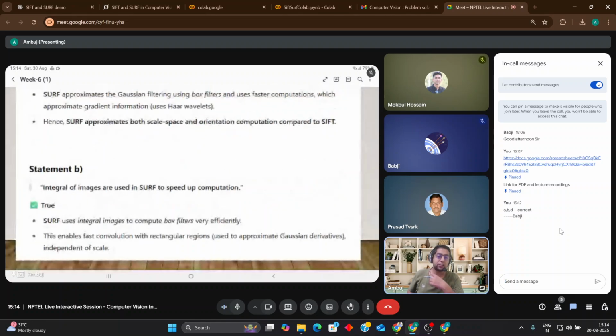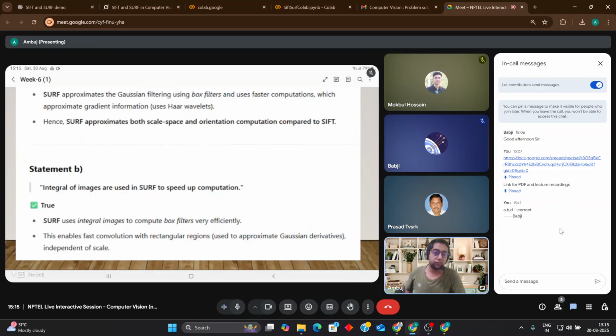Then the statement number 2: integral of images are used in SURF to speed up computation. Yes, indeed, SURF uses integral images to compute the box filters. Both of the algorithms are for feature extraction as well as key point detection. These algorithms are very useful, but the difference is in the underlying mathematics as well as the underlying approach. Nothing very distinct when compared in terms of coding aspects.